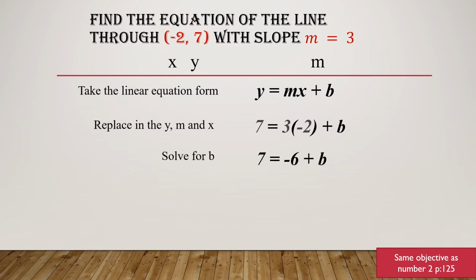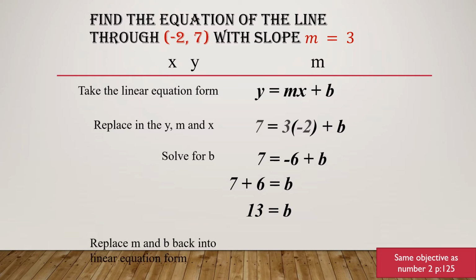7 is equal to -6 plus b. So to get rid of -6, you have to use the inverse operation. So b is equal to 13, and then you will write the equation.